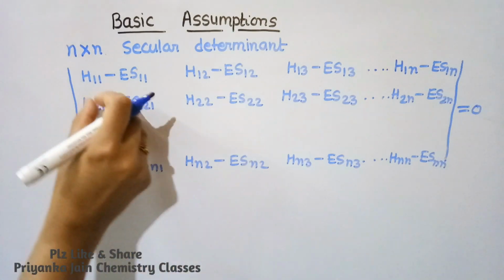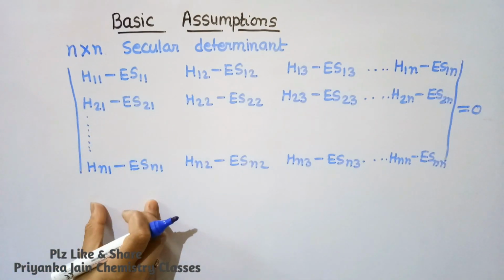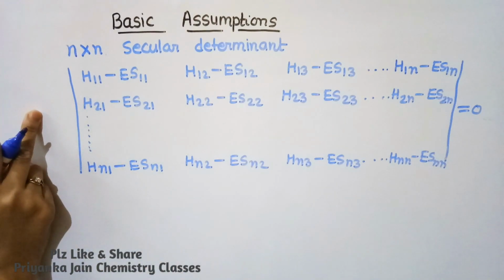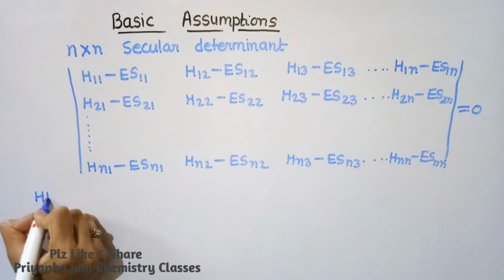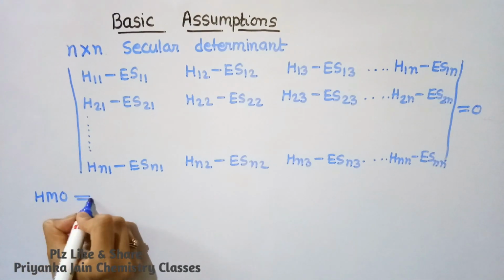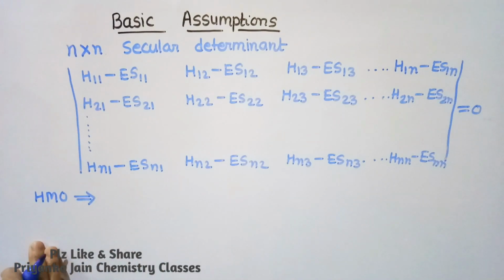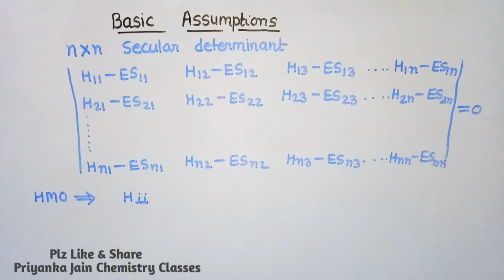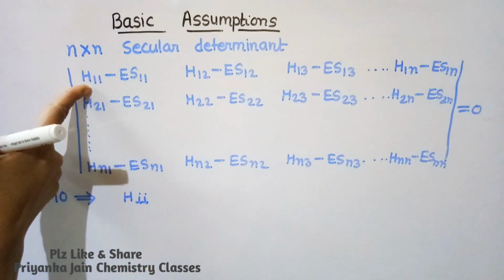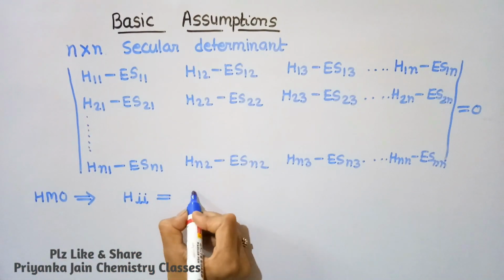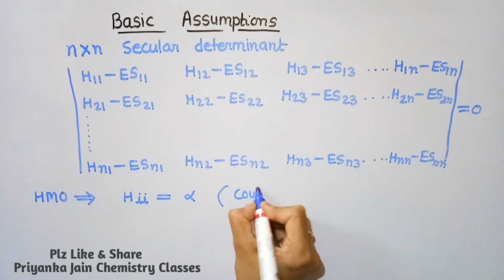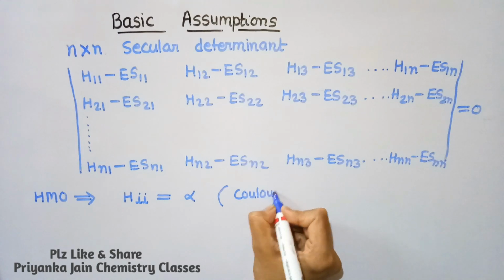Okay, so now we have to find out the roots of this determinant. And for this, what has been assumed in Huckel's molecular orbital theory? The assumptions made here are, firstly, see here, the value of Hii when both the numbers are the same, for example this H11, in this case its value will be equal to alpha. And what is alpha? Alpha is the Coulomb integral.